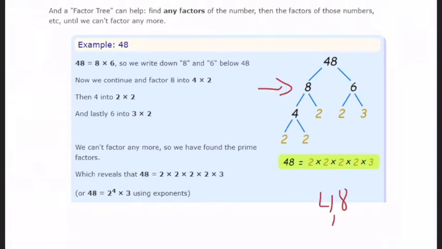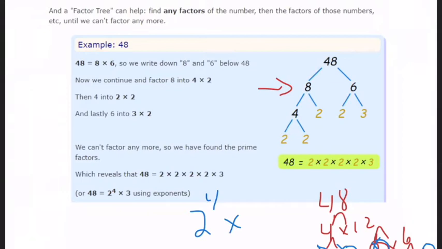So if I have 48, I could do 4 times 12. So let's say you didn't get a prime right away. That's okay. Doesn't matter. 4 is 2 times 2, and what I'm going to do is circle each one because they're prime. Then 12, I could do 2 times 6. 2 is prime. Let me circle it in blue. And then 6 is 2 times 3, and then I'm done. So now I look at this. I have 1, 2, 3, 4 2s, so it's 2 to the 4th power times 3 left over. So 2 to the 4th power is 16. 16 times 3 is 48, so we're good.